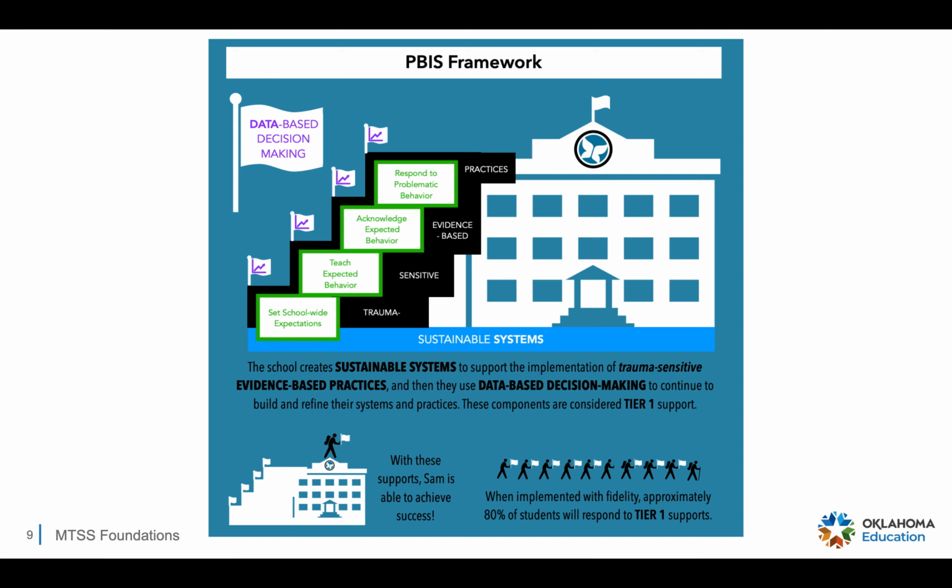The school has created sustainable systems to support the implementation of trauma-sensitive evidence-based practices, and then they use their data-based decision-making to continue to build and refine their systems and practices. These components are considered a Tier 1 support. You can see that built in on the steps in the infographic. With these supports, Sam is able to achieve success. When implemented with fidelity, approximately 80% of students will respond to Tier 1 supports.